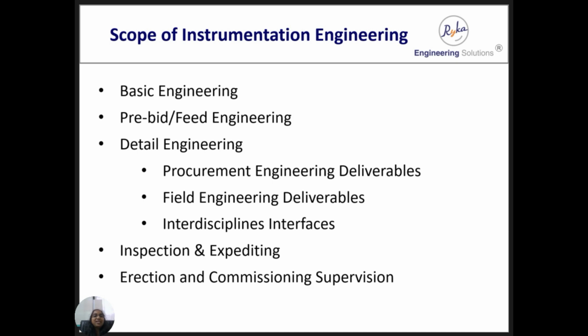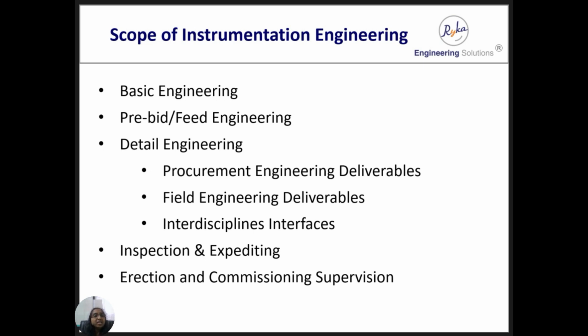This is the scope of instrumentation engineering. Basic engineering is the engineering done in the idea generation stage of the process plant. It includes identifying requirements of various instruments and controls, identifying the level of automation, and deciding on basic project specifications. Field engineering: this engineering stage decides the budget of the process plant. In this stage, bills of materials with short specifications are prepared, inquiries are floated in the market, costs are obtained, and the budget is derived.